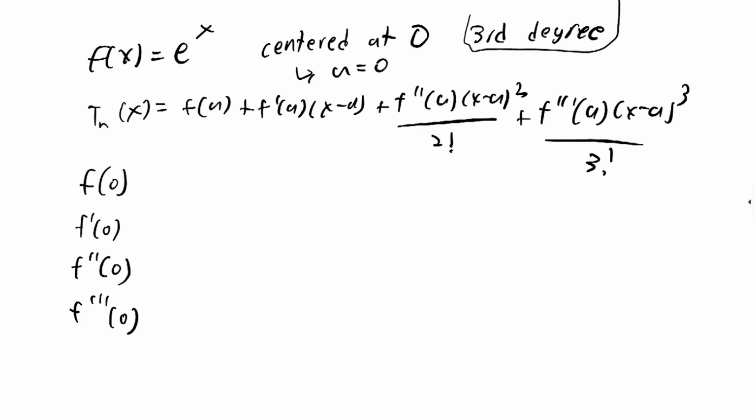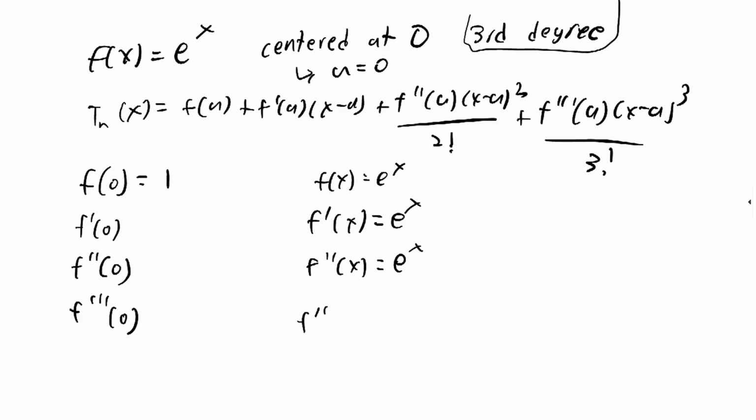So first, let's find out what f prime is. We know f of x equals e to the x, right? So f of 0 will just be 1. f prime of x is also equal to e to the x, and f double prime of x is also equal to e to the x, and so is f triple prime of x. So e to the x, having its unique property that its derivative is itself, makes this problem very easy. And of course, that means that every single one of these is just 1.